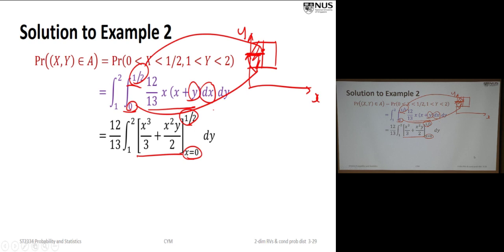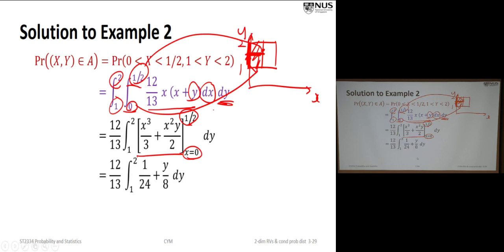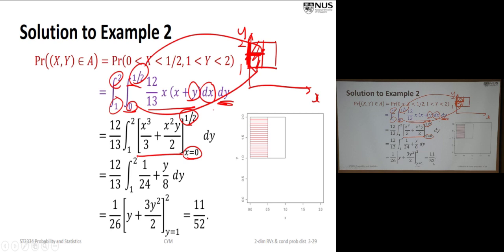How about the limits of y? After you finish this, that means you put all the density function onto this part. Only this part has a non-zero density function. So y is from this point, which is 1, up to 2. So you integrate from 1 to 2. So we complete the integration, and it's 11 over 52.